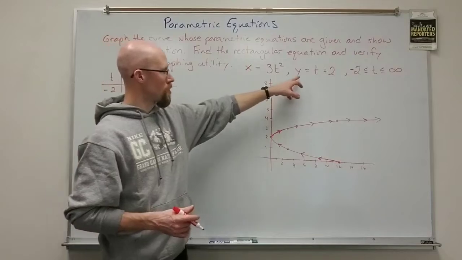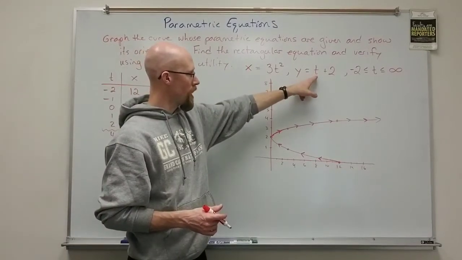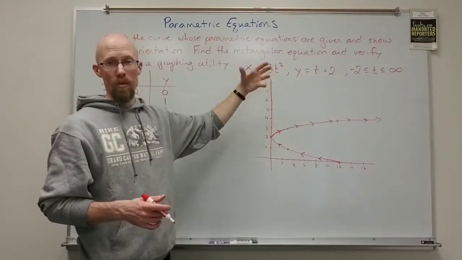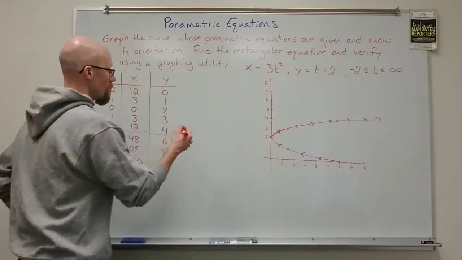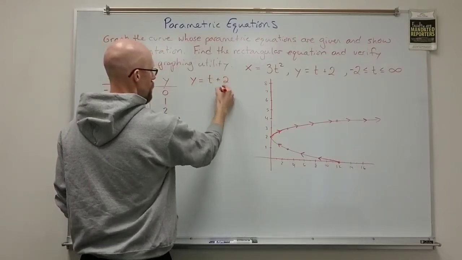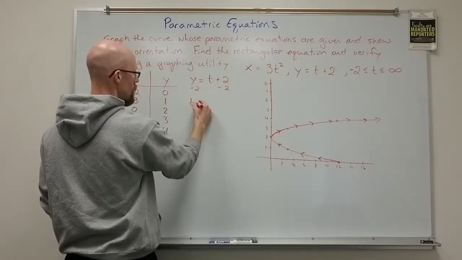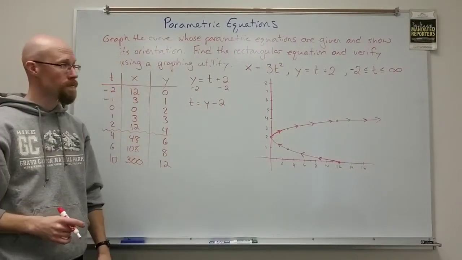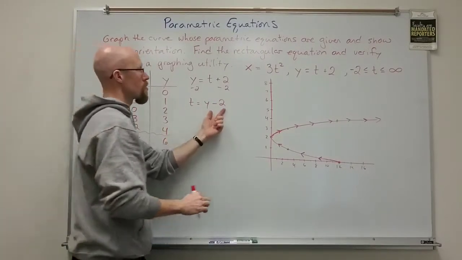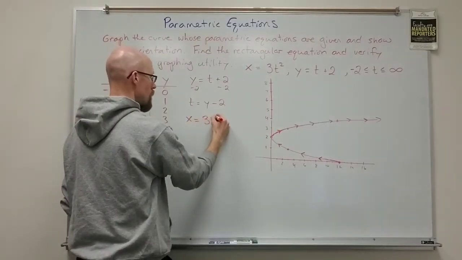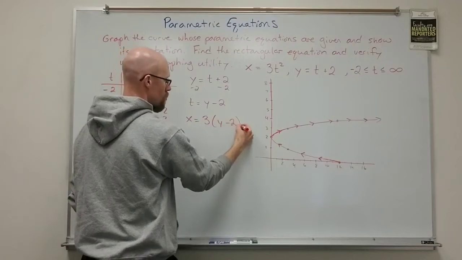So what I'm going to do is solve for t in this y equation, and then replace the t in the x equation with that result. I'm going to start with y equals t plus 2. I'm going to subtract off the 2, so t is equal to y minus 2. I also switched the order of the equation around. Then I'm going to take y minus 2 and plug it in for the t in the other equation. So x equals 3 times (y minus 2) squared.